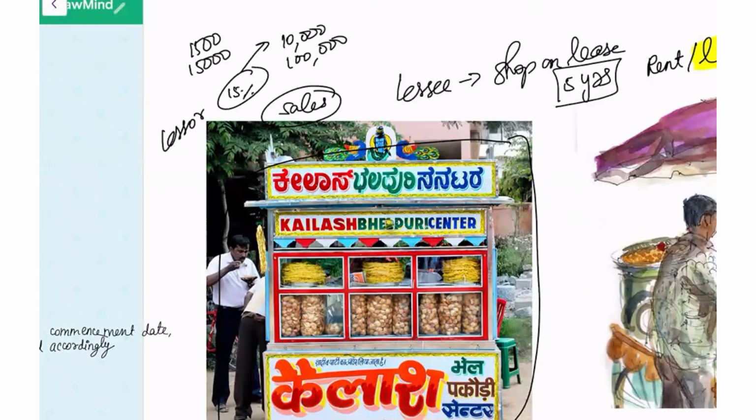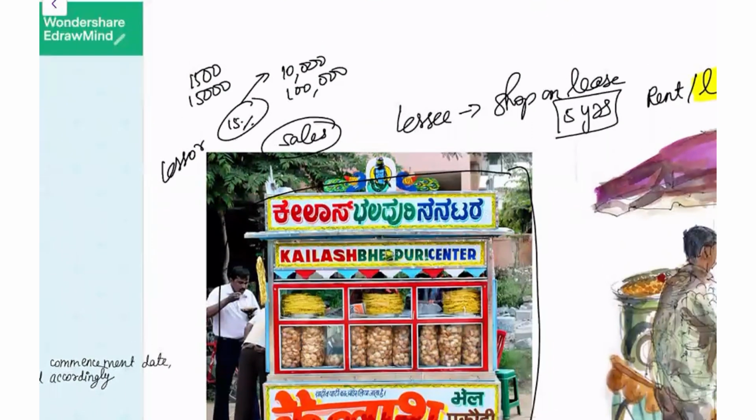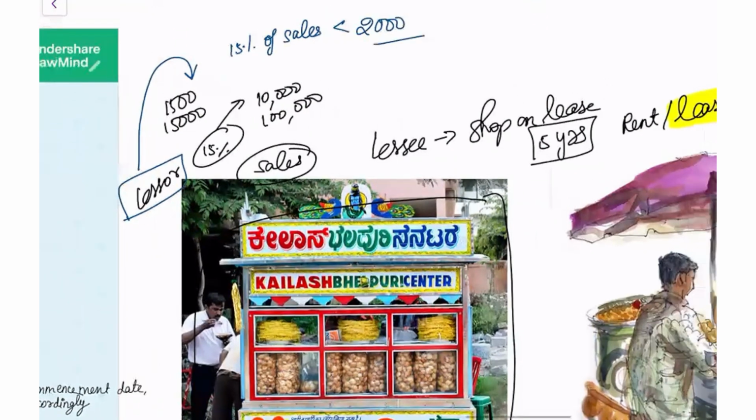But this is a variable payment. Here the lessor also keeps another condition: this condition is fine, but if the lease payment you make because of this 15% of sales condition is going to be less than 2,000, then I will not accept that. Minimum 2,000 you have to pay me.